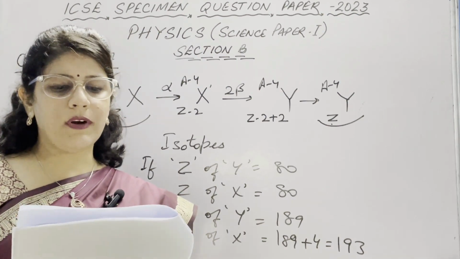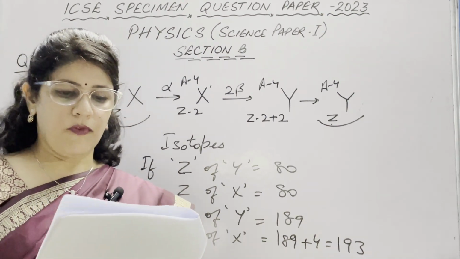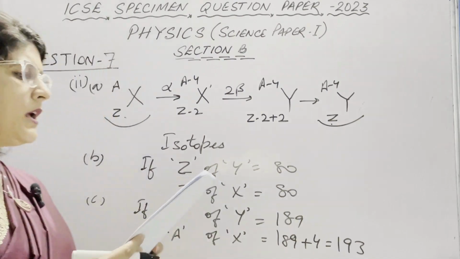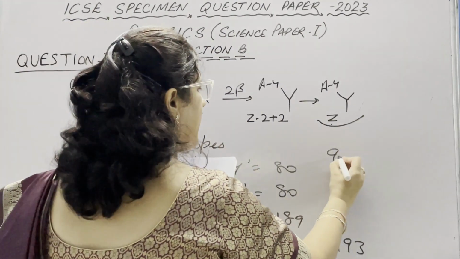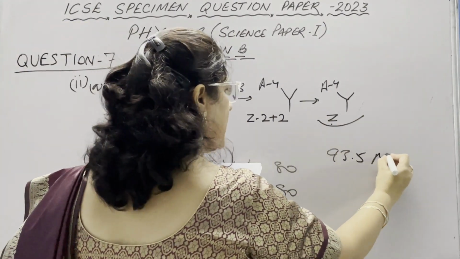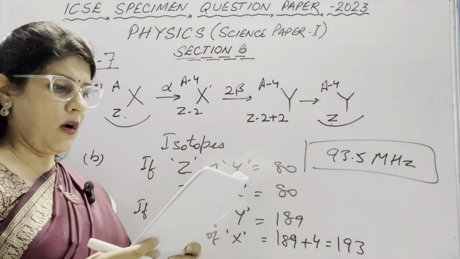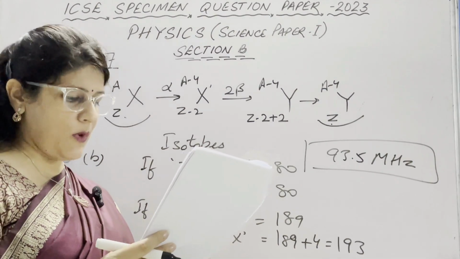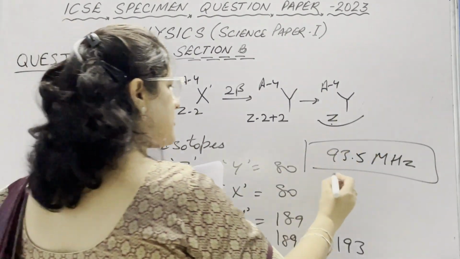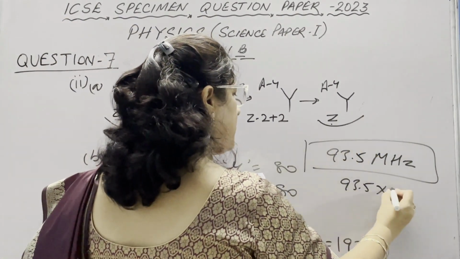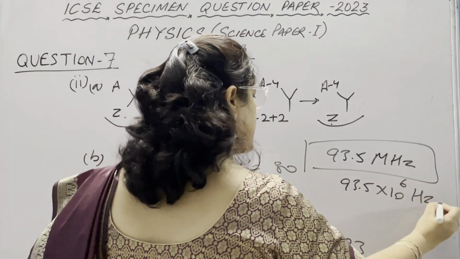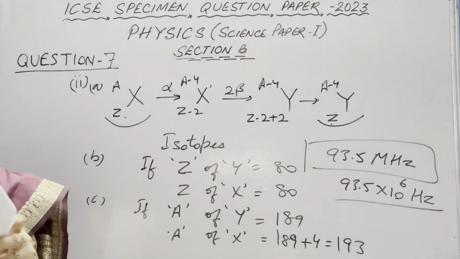Now in second part, what is the frequency of the channel? Frequency of the channel, it is given in the question, 93.5 megahertz. Now this is megahertz and this is the frequency. Now second part, convert this frequency into SI unit. The SI unit is hertz. So 93.5, but mega is 10 raised to power 6 hertz. So this is the answer of B part.